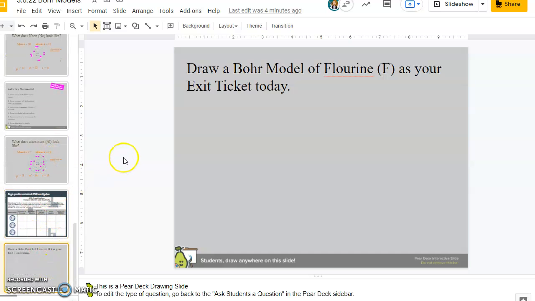As the exit ticket, we had you draw a model of fluorine. All right, so that's what we're doing today. Tomorrow we're going to continue some more Bohr model work, and we'll talk some more later. So have a great afternoon.